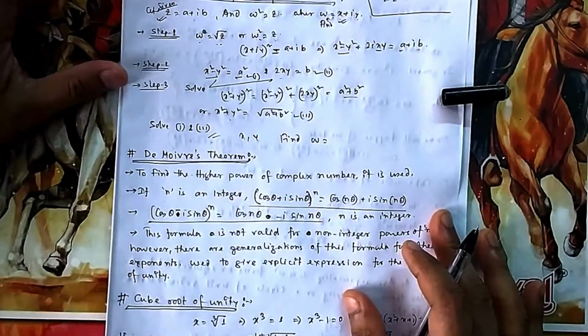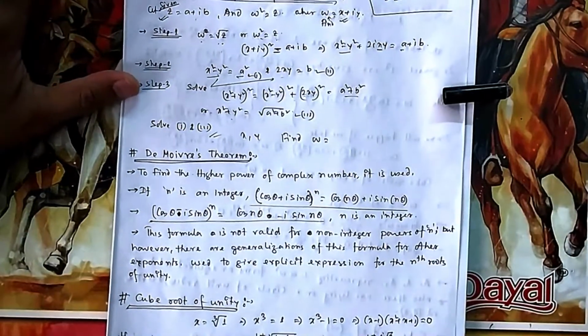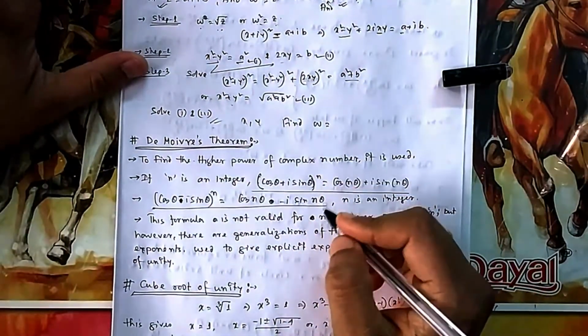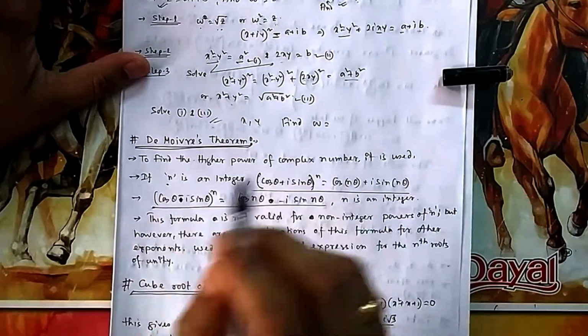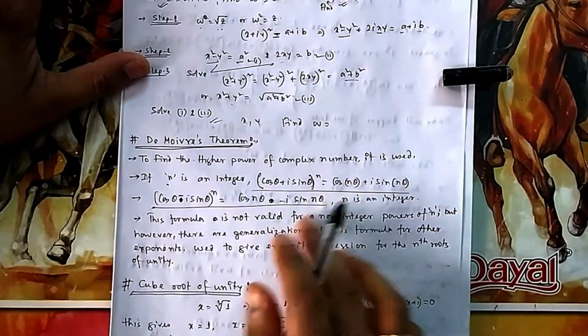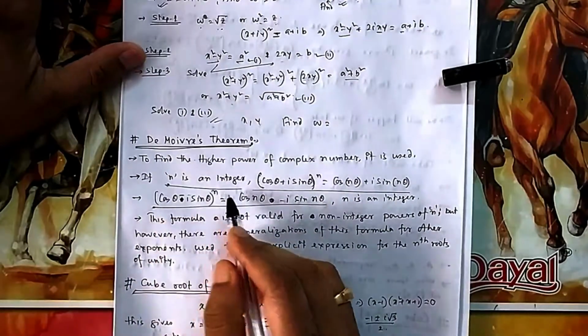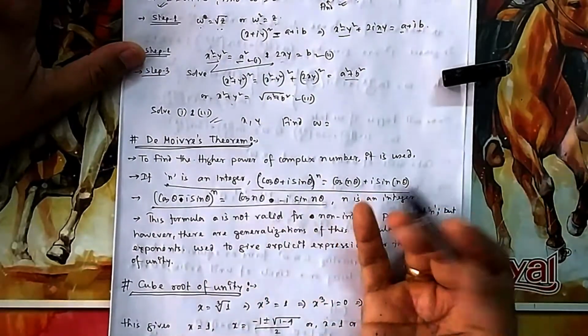Now next is De Moivre's theorem. Now what is De Moivre's theorem? It is used to find the higher power of a complex number. Suppose you need to find z to the power 5, 6, 7, 8, 9, something of this sort. But n should be an integer. Then only De Moivre's theorem is applicable. So n is any integer, positive or negative.